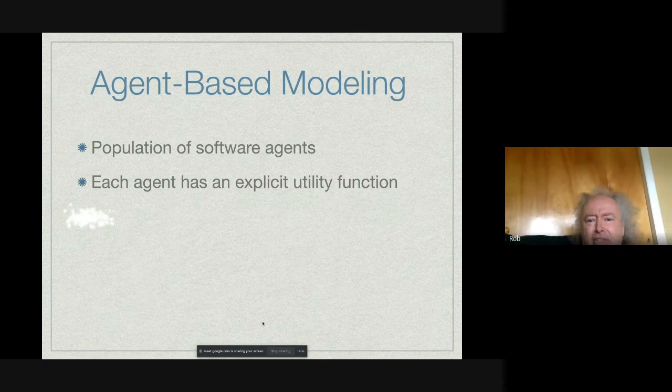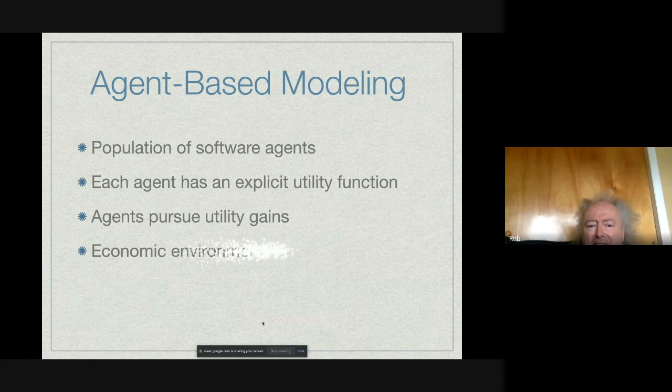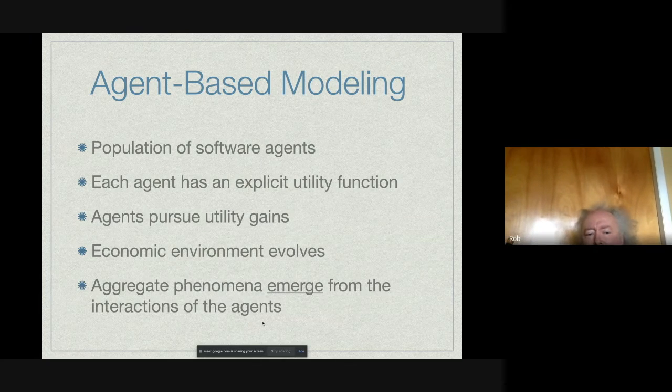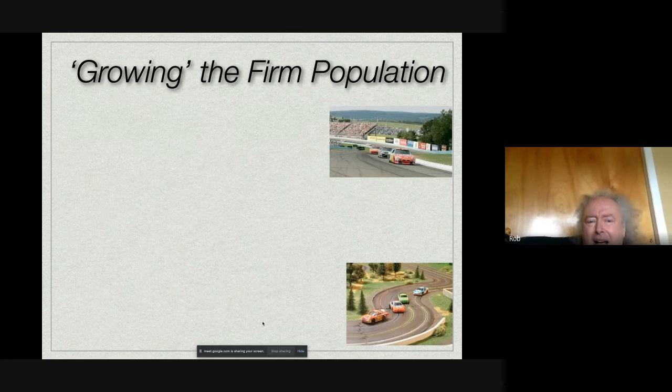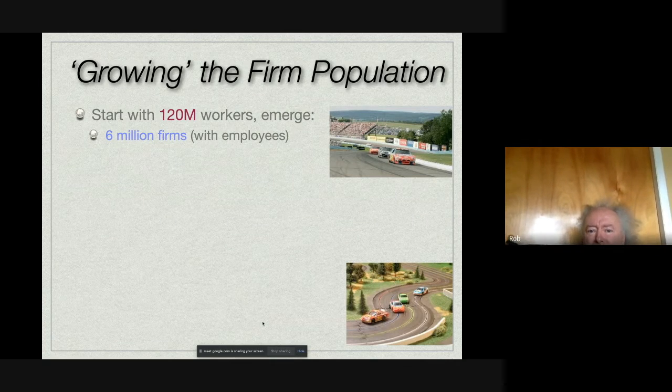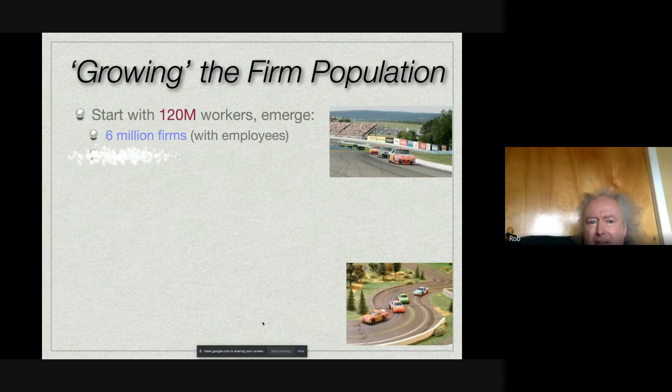Every agent has a utility function. Every agent pursues utility gains. The whole economic environment is going to evolve, basically how many firms there are, and we're going to try to get everything to emerge from the bottom up. So the basic idea here is I'm going to instantiate 120 million workers, and the question is, what rules of microeconomic behavior will produce 6 million firms?